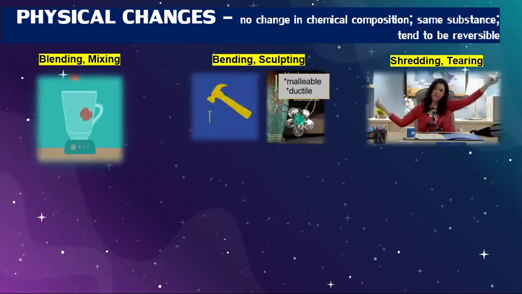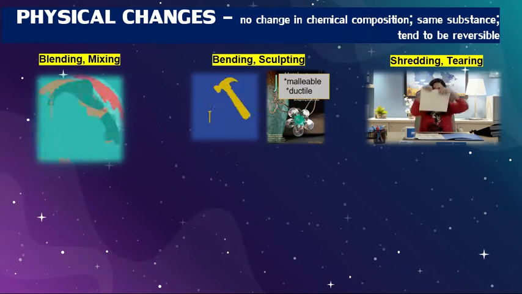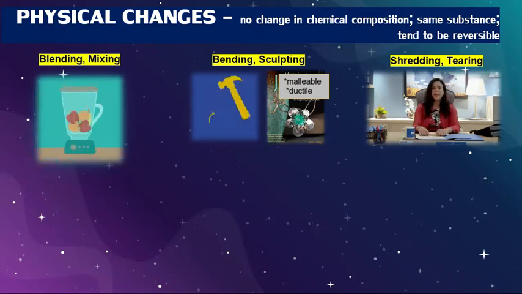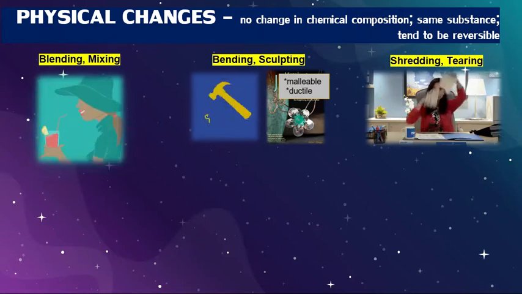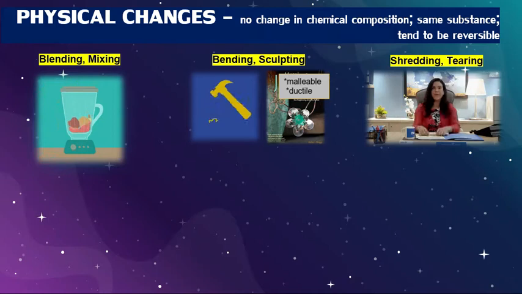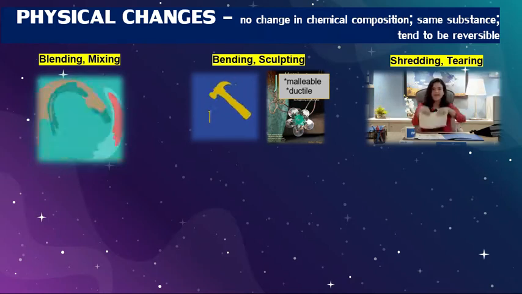Shredding and tearing: if you rip up paper, it's still paper, right? You're just in smaller pieces. That's an example of an irreversible change though, because as soon as you rip it up, you can tape it back together, but it's not going to look the same.